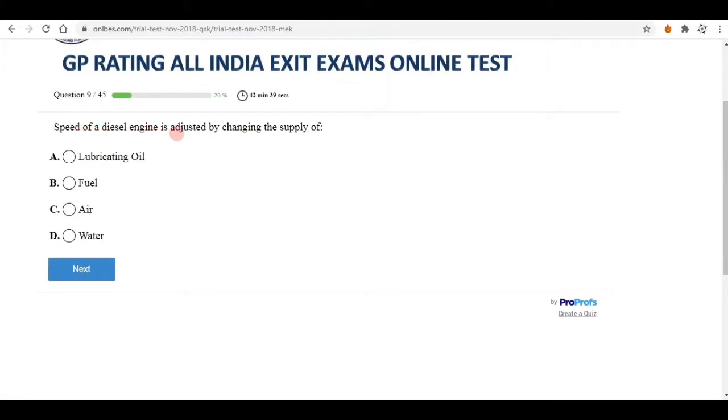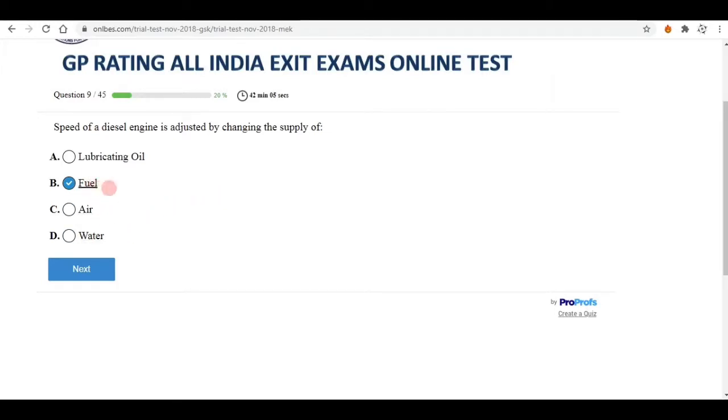Speed of a diesel engine is adjusted by changing the supply of. So how can we adjust the speed of a diesel engine? By adjusting the supply of fuel, air or water. So the answer should be fuel. But air we also provide excess air. Why do we provide excess air? So I am confused in this, but we'll see at the end the answer.